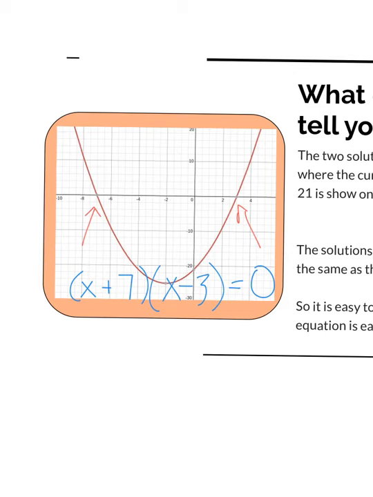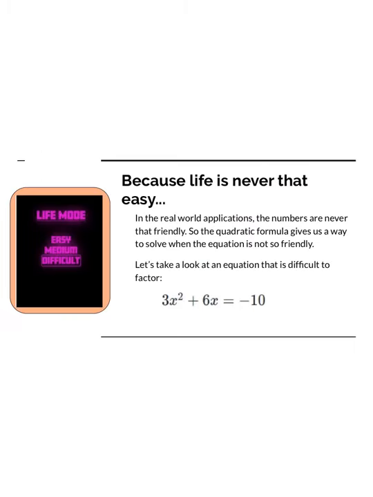So why would we even want to use the quadratic formula if we could find the solutions easily on a graph, or find the solutions easily with factoring, which is something we practiced last week? That's because life is never that easy. In the real world, your numbers aren't friendly. When we think about quadratics in physics and other applications, you're going to have numbers that are not so friendly. A lot of the projectile motion graphs that you'll deal with in physics involve gravity, so you're going to have the number 9.8 in there, or something similar. So it gets kind of messy.